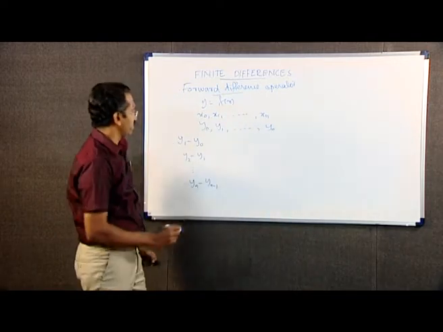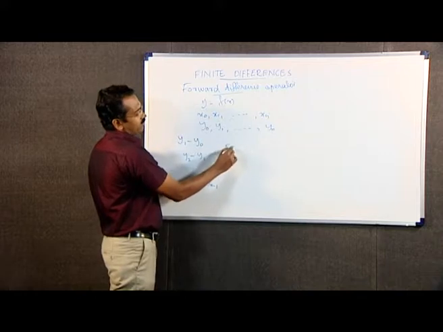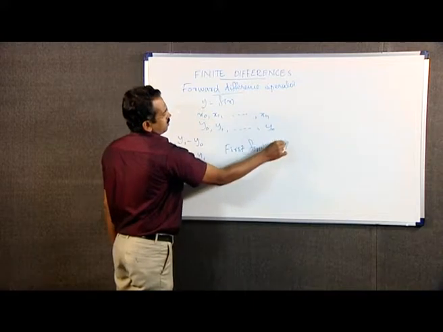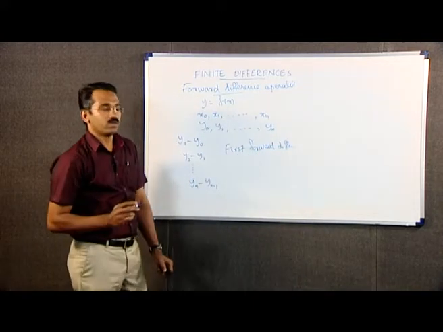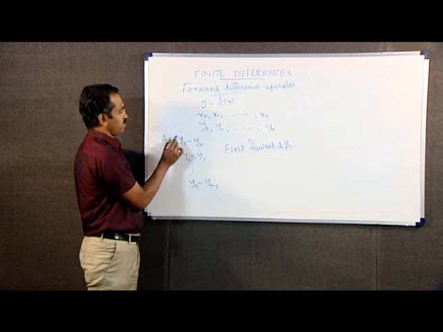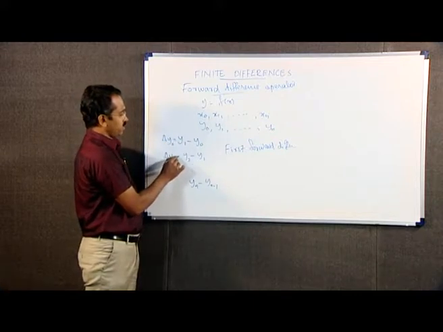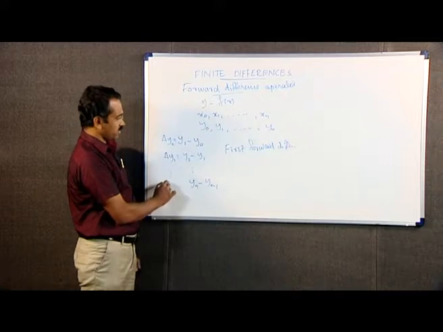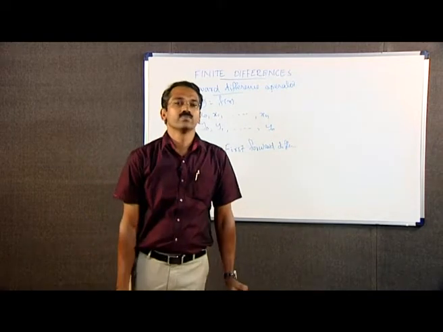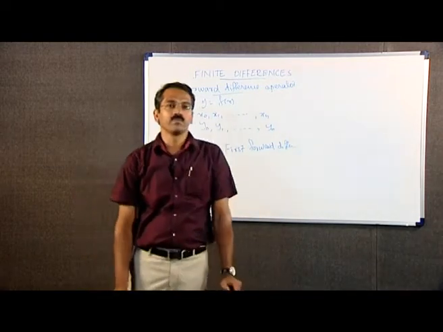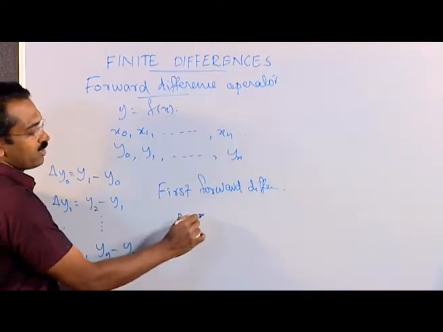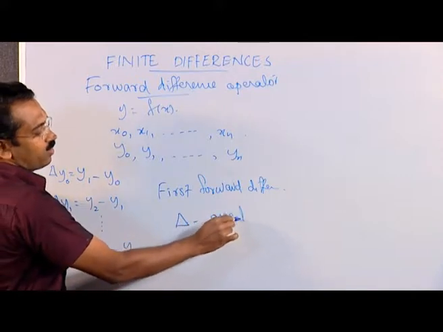These differences are called first forward differences, which are denoted by delta y naught, this is delta y1, etc. in general delta yn minus 1. The symbol delta is called the forward difference operator. Delta is an operator.